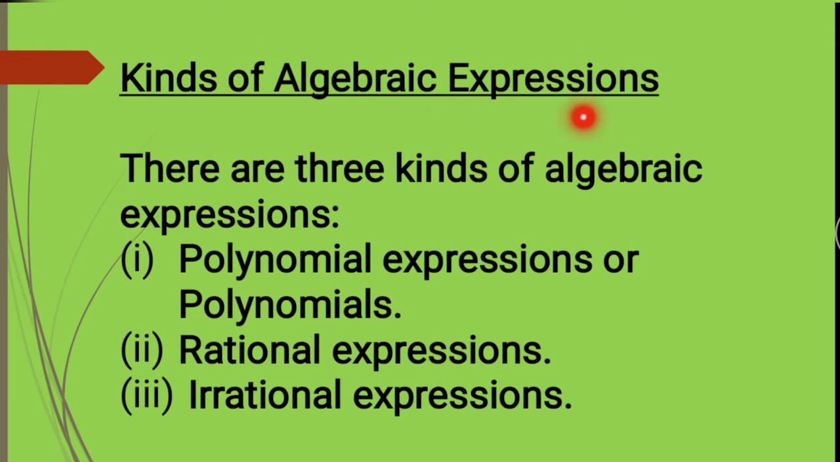Kinds of algebraic expressions. There are three kinds of algebraic expressions: polynomial expressions or polynomials, rational expressions, and irrational expressions.